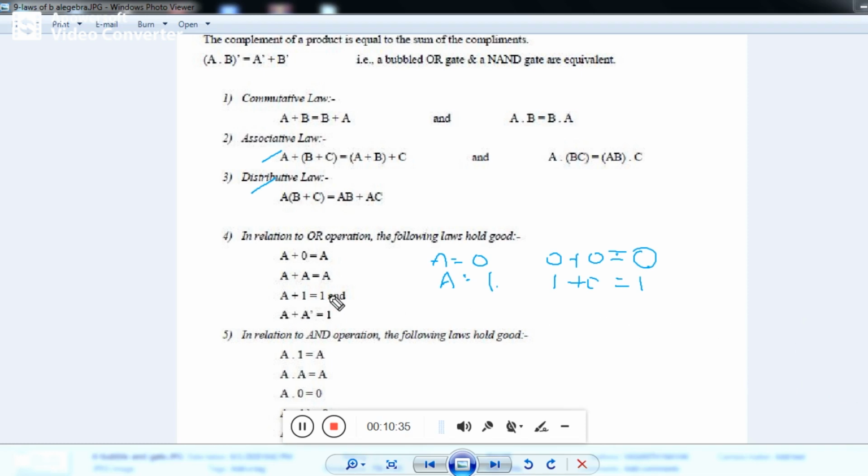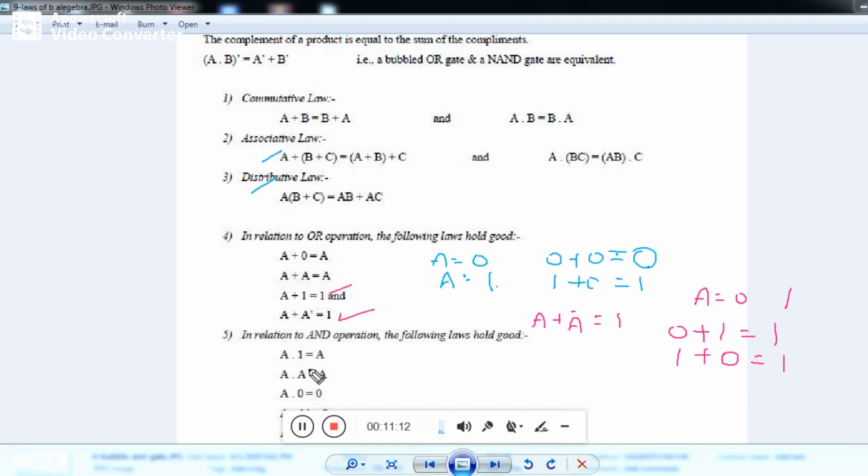Next, a plus 1 is equal to 1, and a plus a complement is equal to 1. A plus a bar is always 1. For example, let me take a is equal to 0 first. 0 plus a bar, 0 bar means 1. 0 plus 1 is equal to 1. Or let me take a is equal to 1 now. Then a bar is equal to 0. That is 1 plus 0 is equal to 1. That means a plus a bar is always 1.